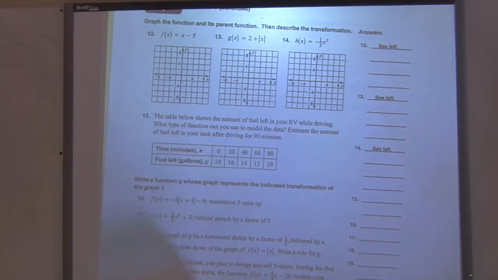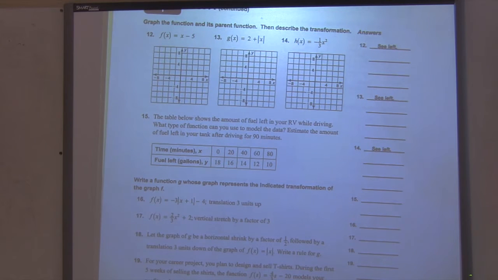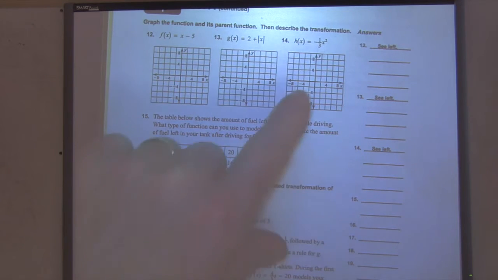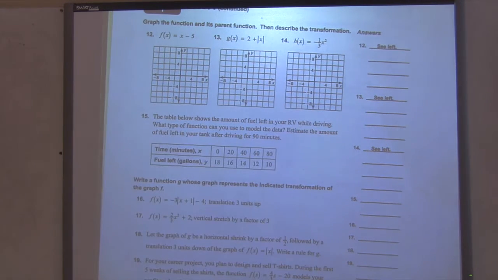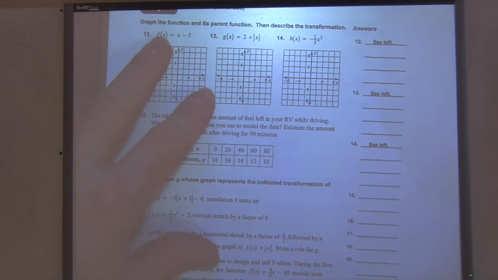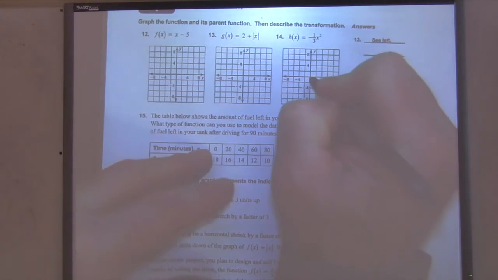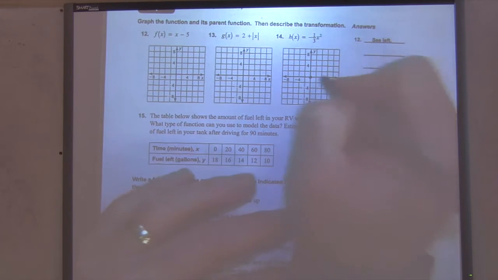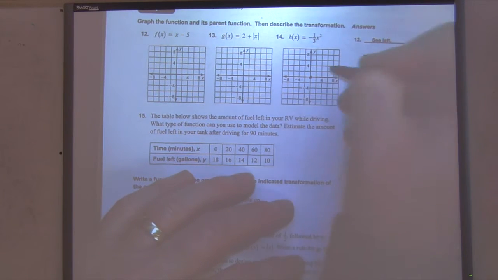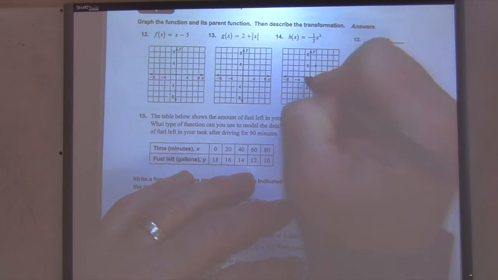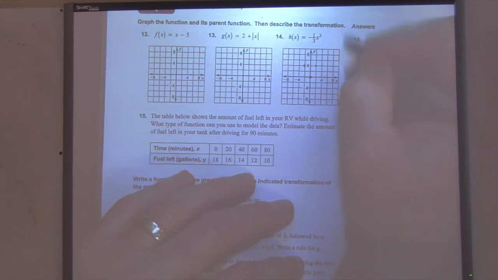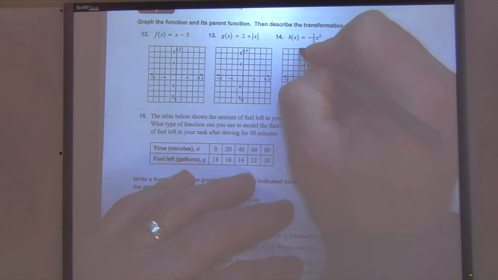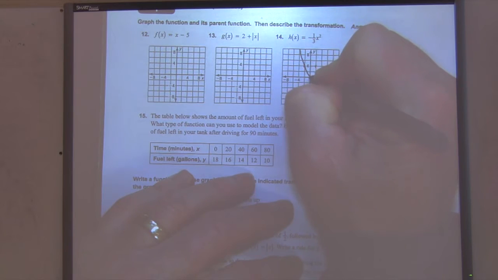Again, you can make charts or you can use the transformations. But then you have to describe the transformations. Well, we went through all the transformations. So I'm just going to go through number 14 and give you an example of what I would expect to see on this. So we have to graph the parent function, which I already know. At 0, I'm at 0. At 1, I'm at 1. At 2, these are by 2, so at 2, I'm at 4. And at negative 2, I'm at 4. So this is going to be something to this effect.